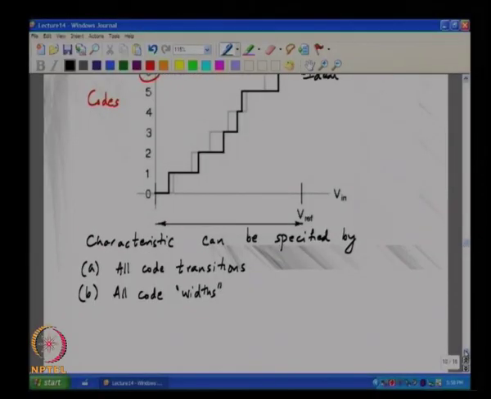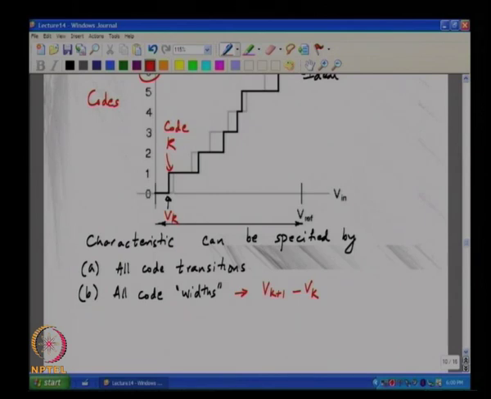The width of a code, for example, if I call this code K, and let us call this transition voltage, which is the voltage at which this code first appears, VK. Then the code width is nothing but VK plus 1 minus VK. The set of all VKs completely specifies the characteristic, which means that if I give you VK plus 1 minus VK for all codes, that also equivalently specifies the characteristic. You understand? Okay.